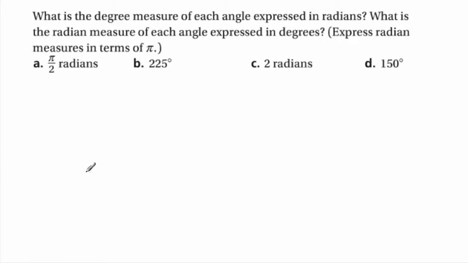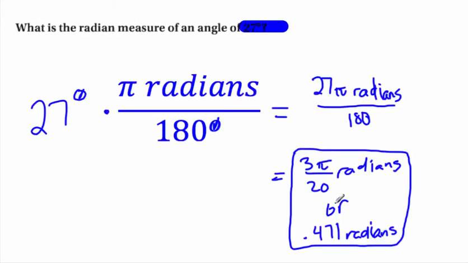The question says, what is the degree measure of each angle expressed in radians? What is the radian measure of each angle that is expressed in degrees? It says express radian measures in terms of pi. So what that means is, when I do my radian measures, I'm going to answer like this. I'm not going to give a decimal approximation. I'm going to simplify and do this.